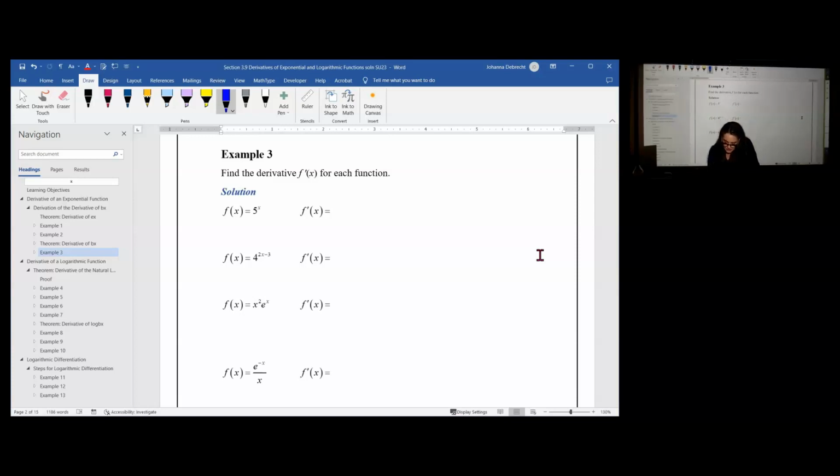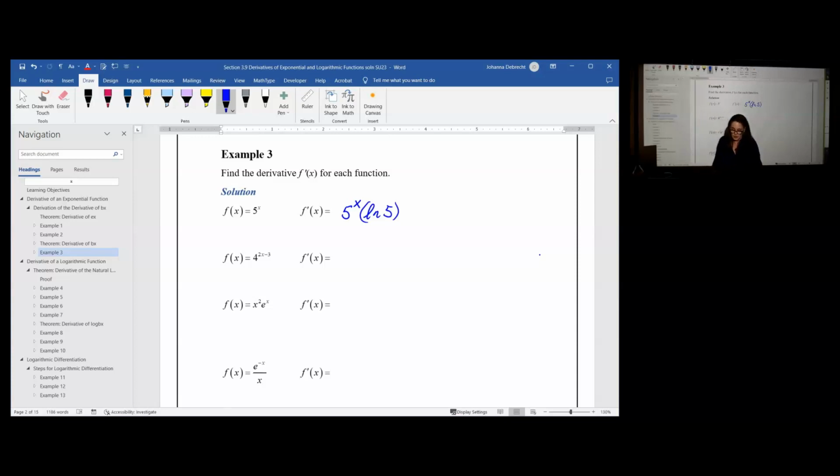The first one is an exponential function, 5 raised to the x power. The base is 5, not e, which means when I take the derivative, I do get the exponential, but I also get the natural log of 5. You could write the natural log of 5 at the front of the exponential or at the back.